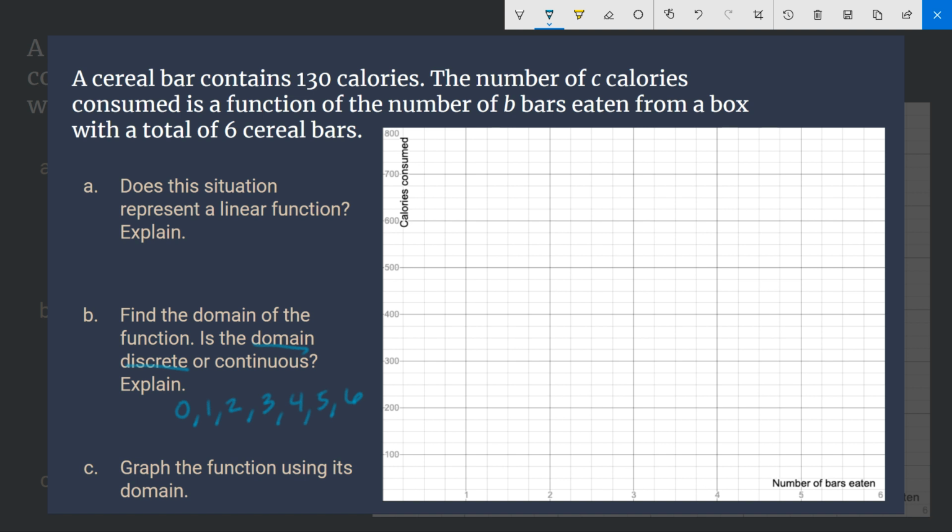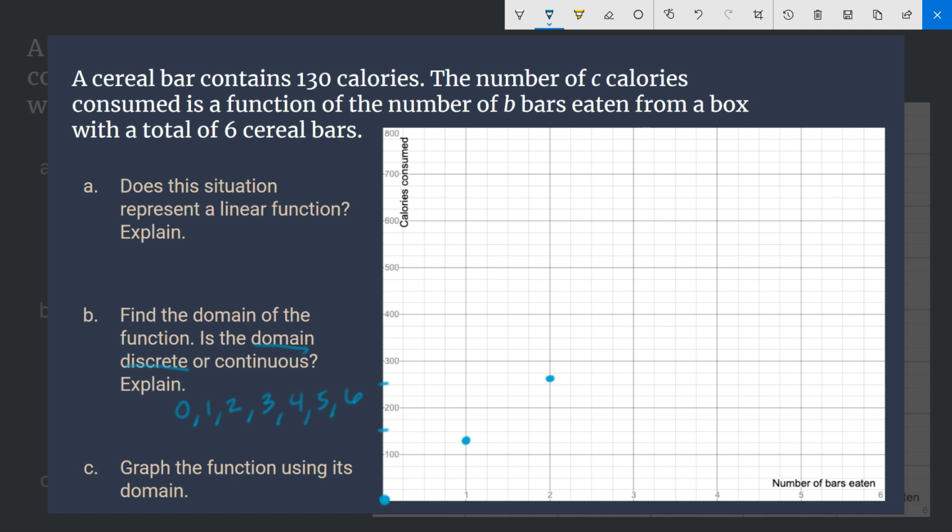So we just need to figure out how many calories for each number of bars. So if we have 0 bars, it's going to be 0 calories that we've consumed. If we have 1 bar, it's going to be 130. So this is about 150. So 130 is going to be about right here. Okay. And then if we eat 2 bars, add on another 130, that's going to be 260. So that's going to be about right here.